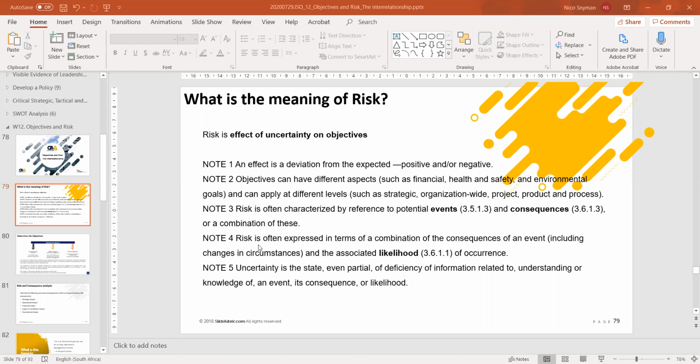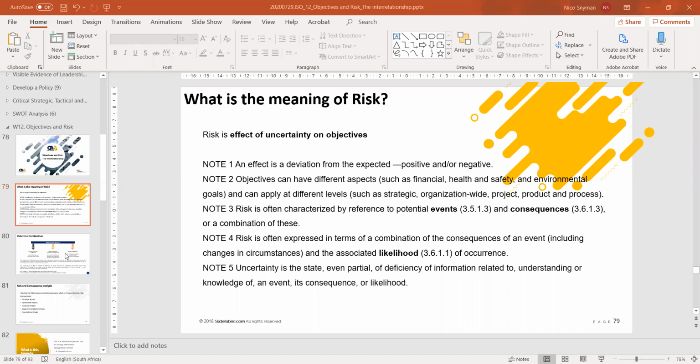Now, consequence and likelihood is always your measurement that you've got on your risk matrix to determine your level of risk. And then note 5 is uncertainty is a state, even partial, of deficiency of information related to understanding or knowledge of an event, its consequences or likelihood.